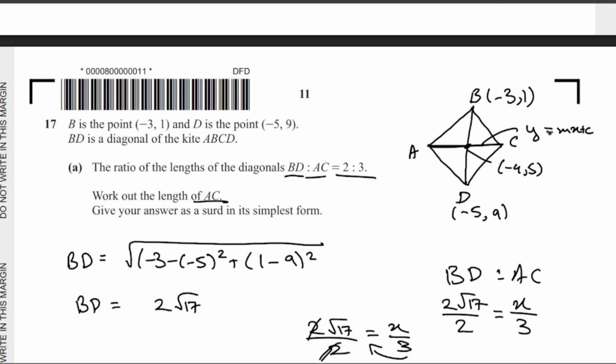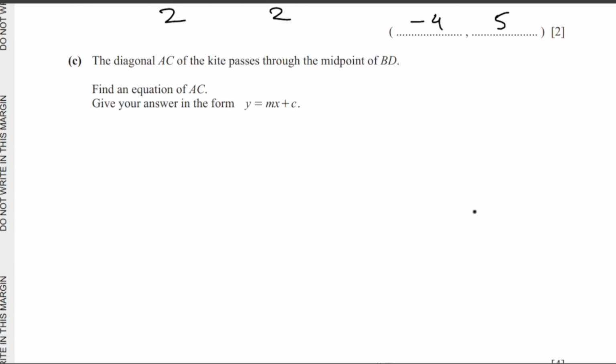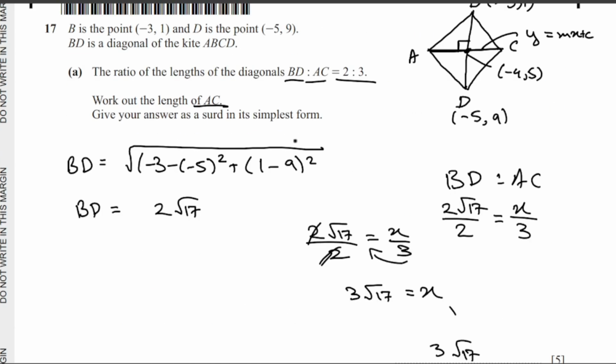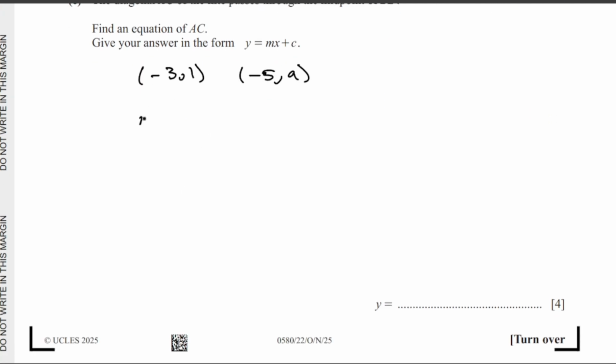All right, so one thing that we know about kites is that these two diagonals are always perpendicular to one another. So we find the gradient of BD because we have both coordinates, and we just invert them. We take the negative reciprocal of it. I'll show you how that's done. The coordinates of B were negative 3 and 1, and the coordinates of D were negative 5 and 9, I believe. Let me check. Yeah, that's correct. So we need to find m of BD.